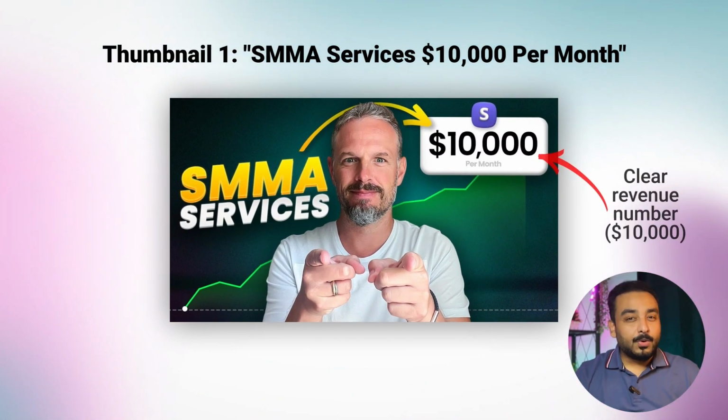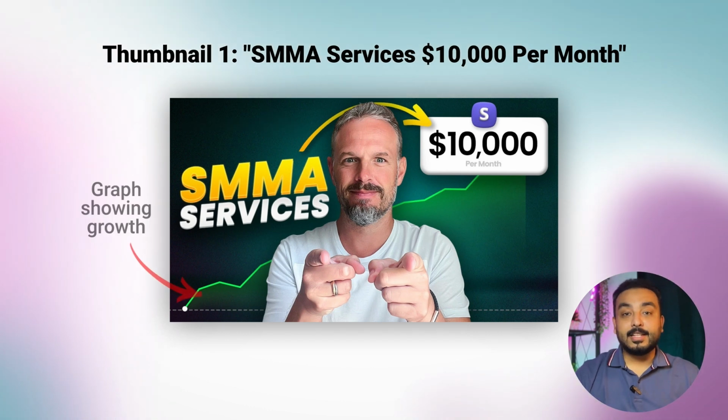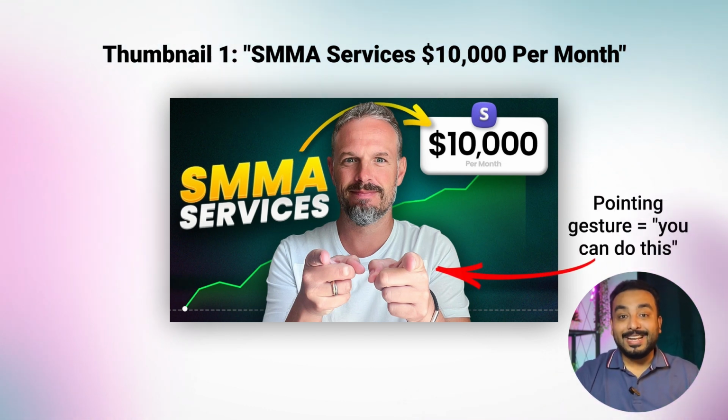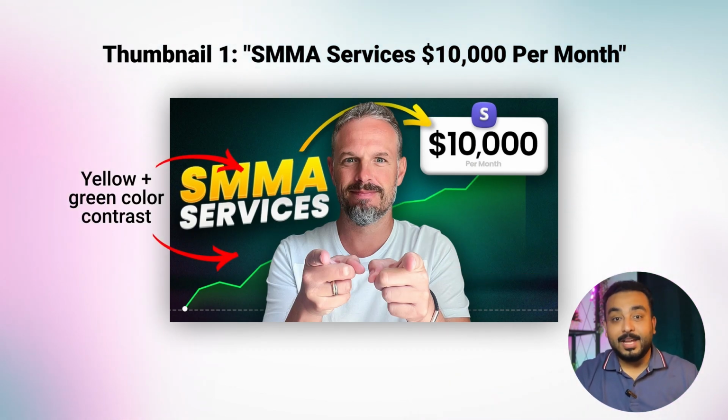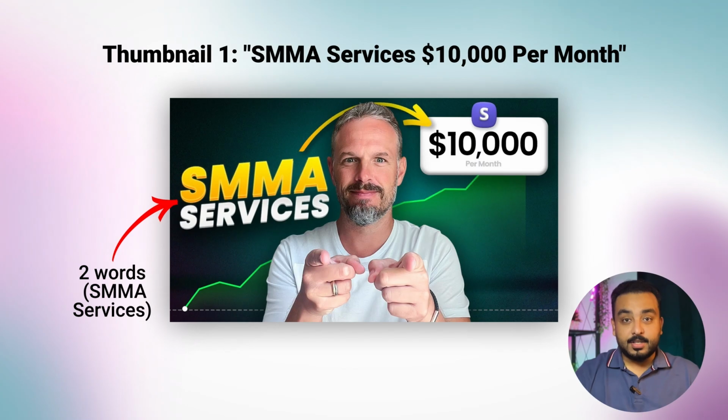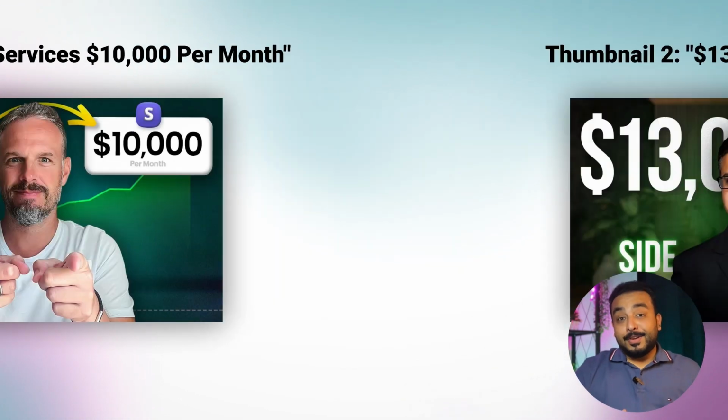Why it works. It's showing a clear revenue number, $10,000, arrows pointing to the result, and there's a graph showing growth. And finally, there's him with the pointing gesture saying, you can do this. We've used yellow and green color here to make a contrast. And there's just two words, SMMA services. Now here's the next thumbnail.